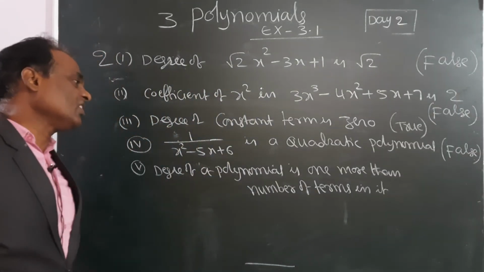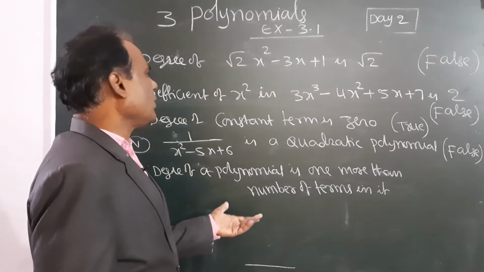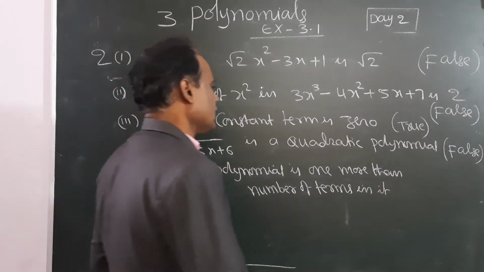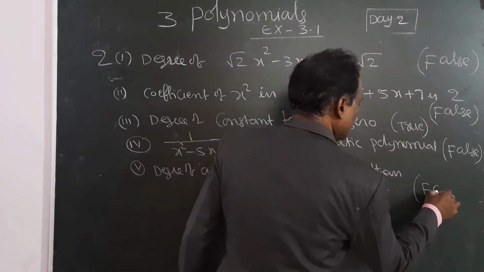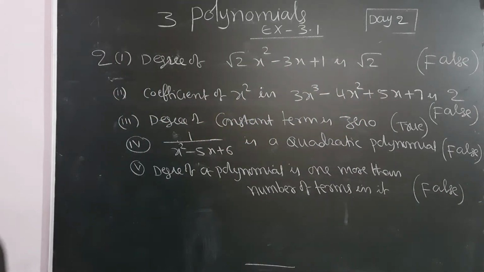Degree of a polynomial is 1 more than the number of terms in it. It is not like that. See, the degree of a polynomial is the highest x power. There is no other rule for finding the degree. So this is a false statement. That's all. You read and understand.